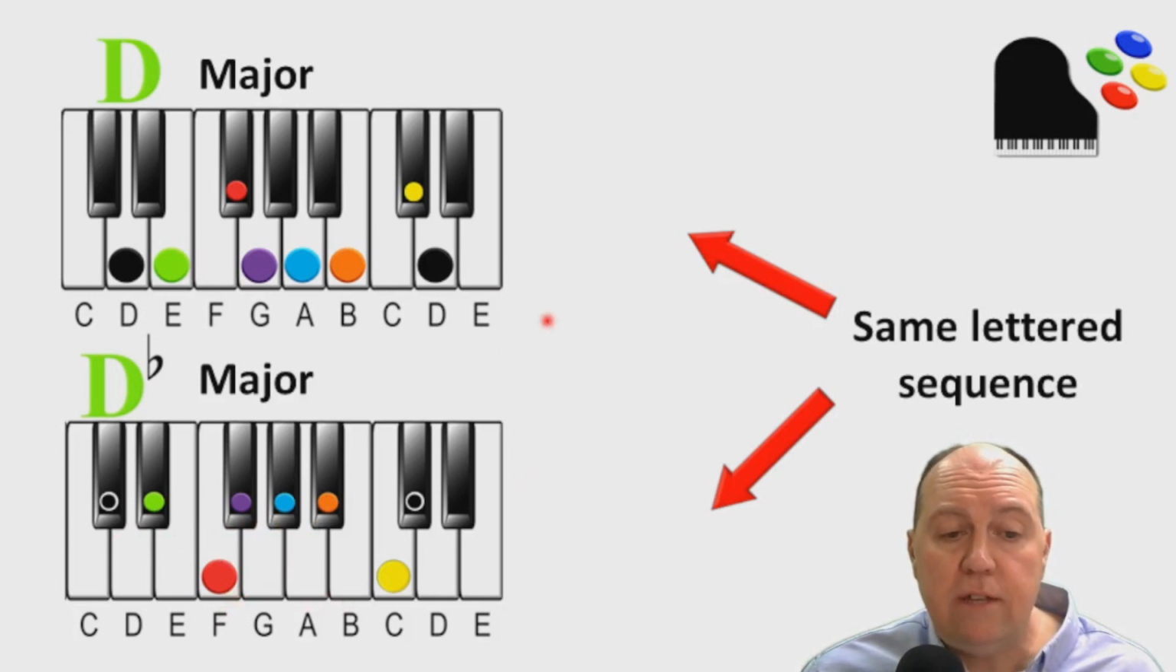These two keys, as with any other parallel lettered keys, are inverses of one another. Where you have sharps here, you have natural notes here. And where you have natural notes here, you have flats here. So these two keys seem worlds apart, but this similarity of having these lettered notes brings them together.